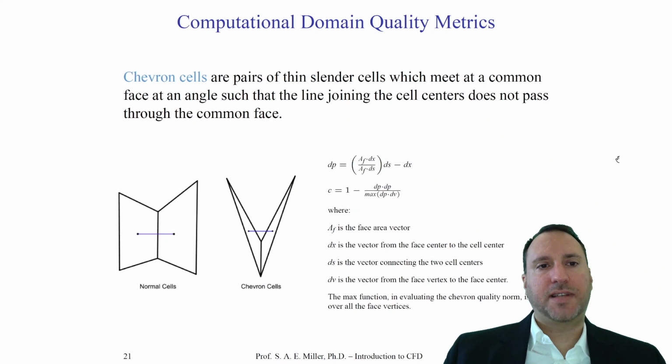There's another type of cell, which is the so-called chevron cells in unstructured meshes or finite difference meshes.